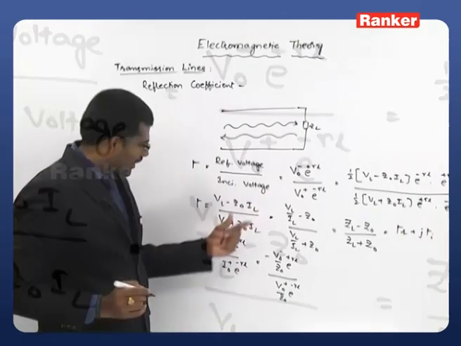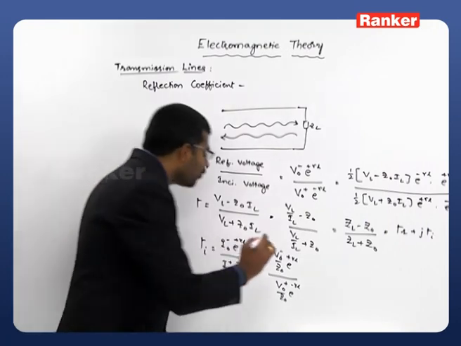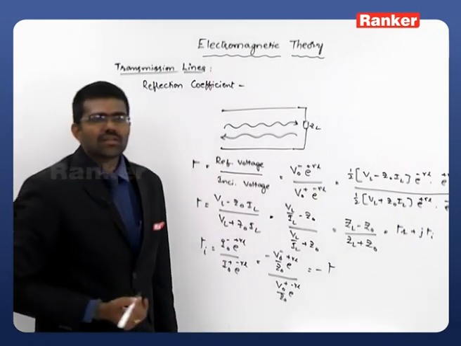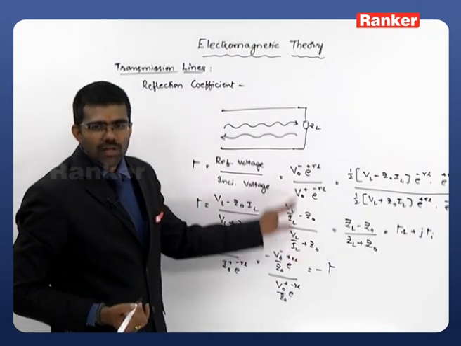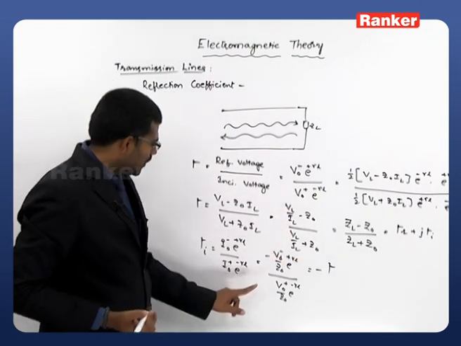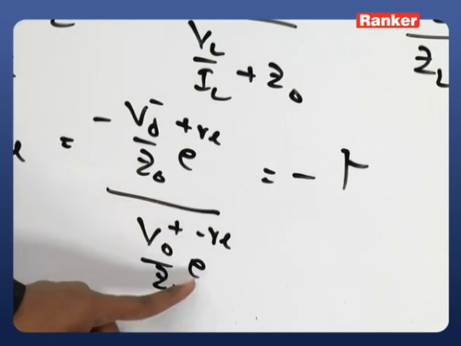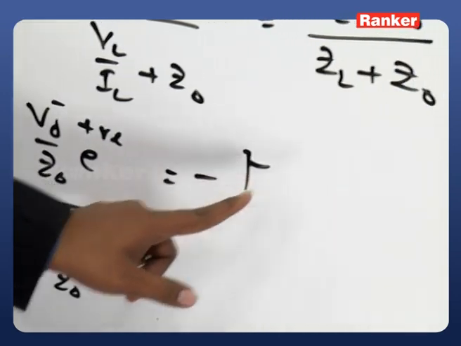So clearly the current reflection coefficient is always opposite to the voltage reflection coefficient. That's why directly I am writing this one. Just analyze this, easily you can understand that minus V0 minus e^(+γL) divided by V0 plus e^(−γL) is nothing but minus the voltage reflection coefficient.